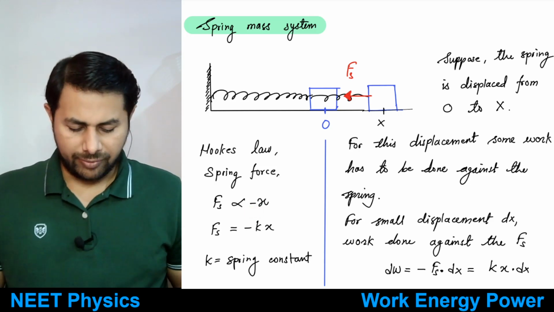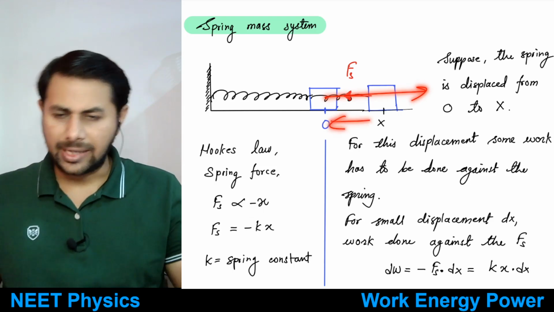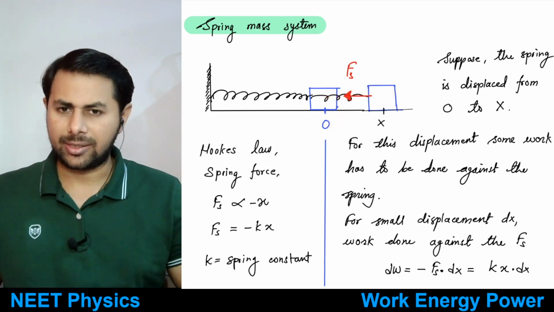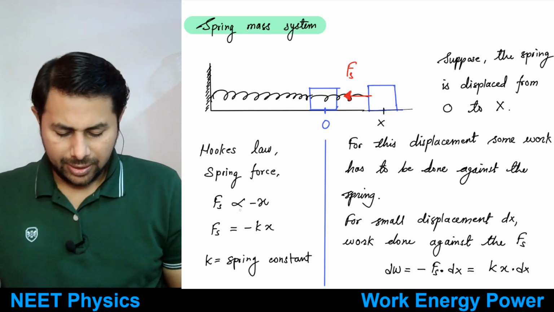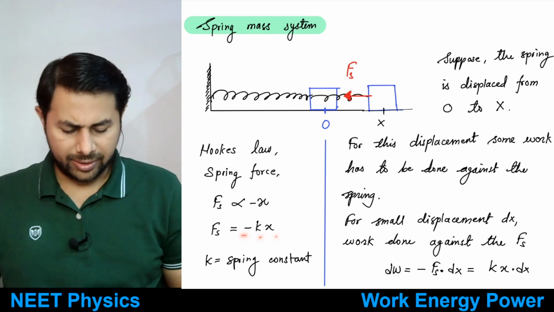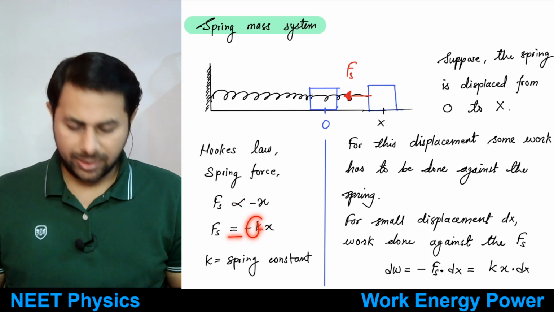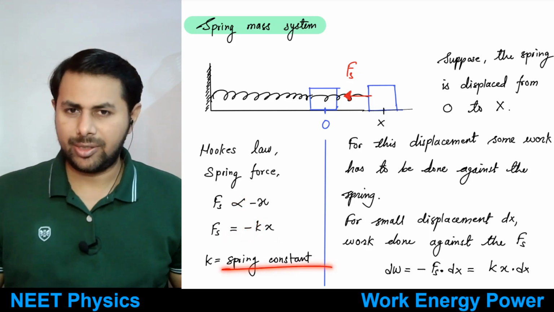Why minus? Because if the displacement is towards the right, the spring force tries to restore it back, so it will act towards the left. Therefore the spring force is equal to minus kx. When you remove the proportionality sign and put an equality sign, a constant will enter. The constant is known as the spring constant.